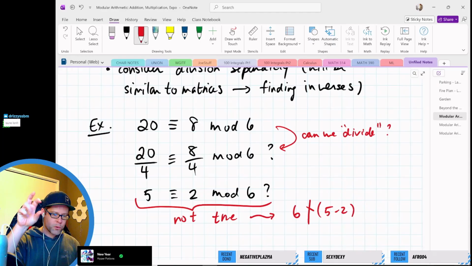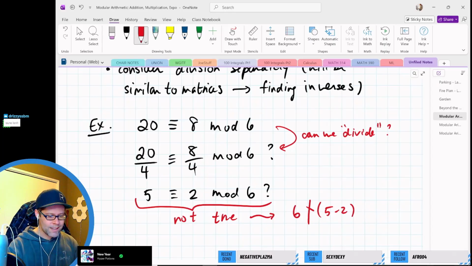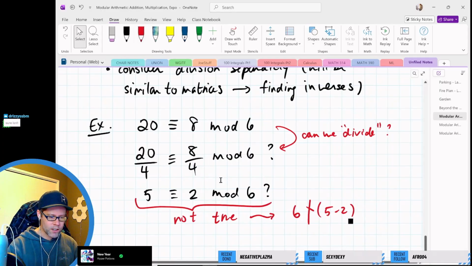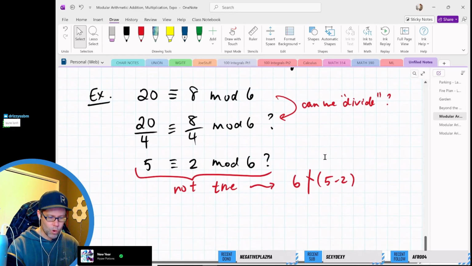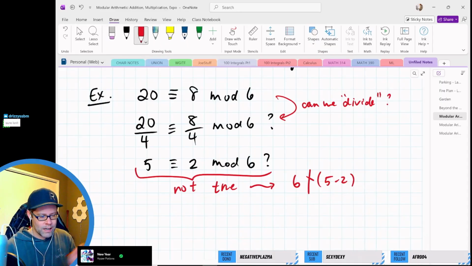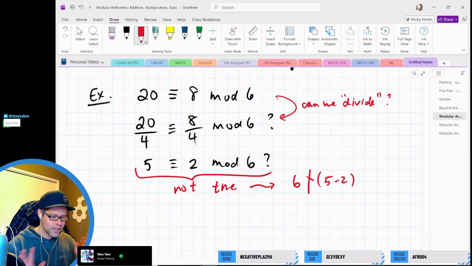If we look at the difference between 5 and 2, we have 3. And 6 doesn't divide 3. So there's a problem there. So the idea here is, division's just not going to work out the way that we want it to. And we have to have a little bit more care when we think about working with division. It's not going to work in the nice helpful way that we think it is.